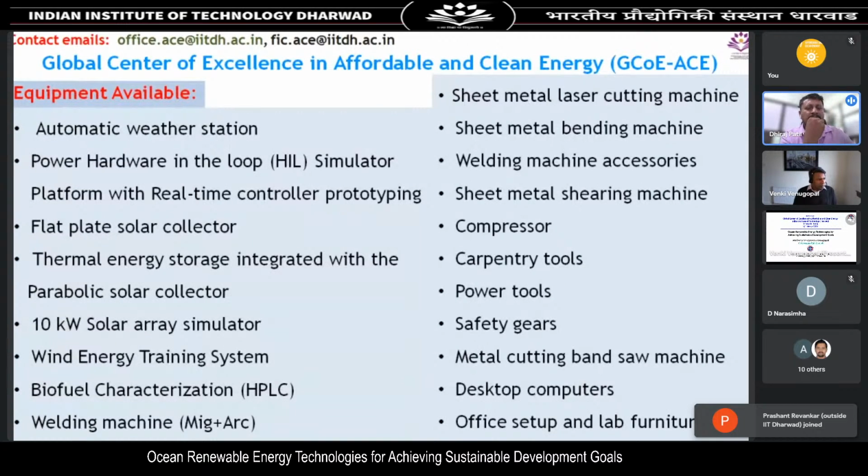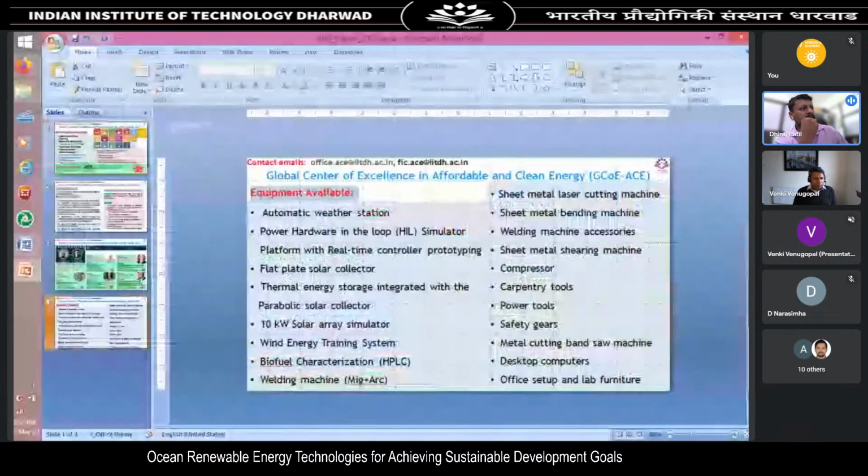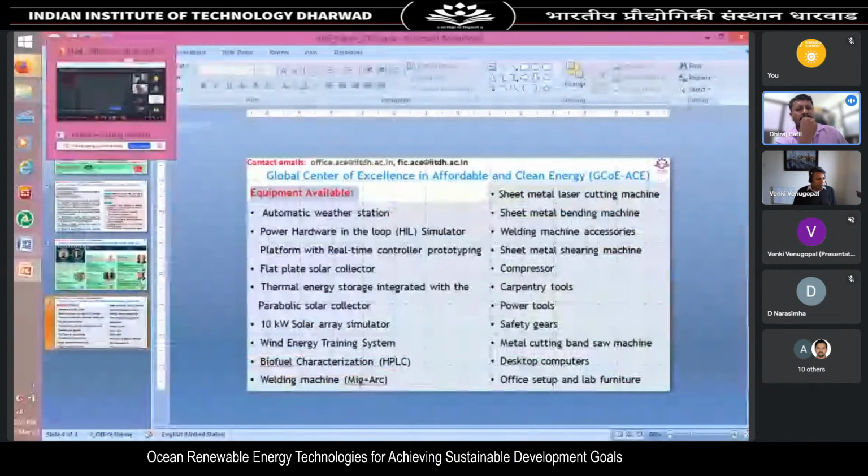So I welcome all the people to contribute to the center's development. You can contact the center at office.ace@iitdh.ac.in and fic.ace@iitdh.ac.in. So thank you, and over to Professor Prashant Revankar for the introduction of the speaker.